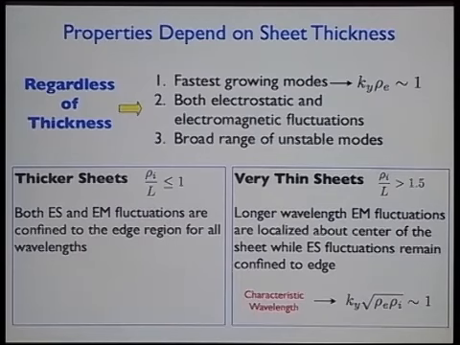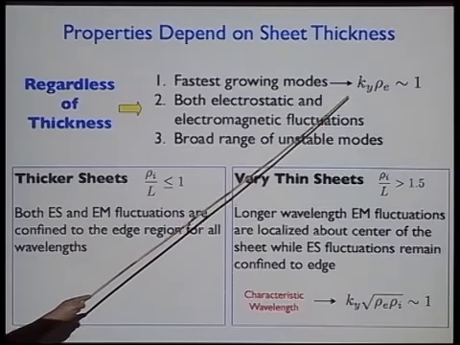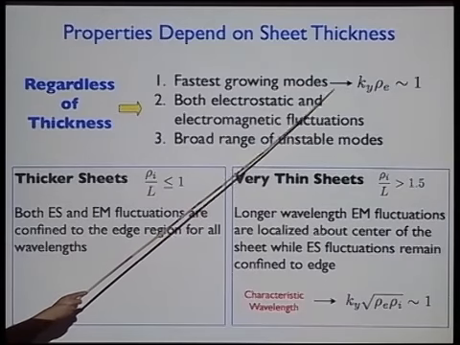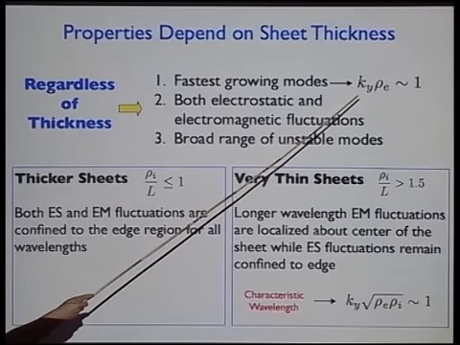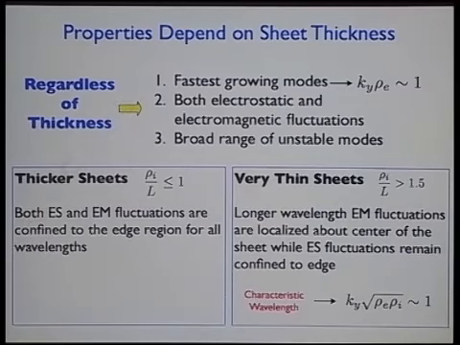They tend to want to have k parallel equal to 0. The fastest growing modes by far are mostly electrostatic with a small electromagnetic piece to them, and they have k_y rho_e of order unity. And there's really, in fact, a broad range of unstable modes in the lower hybrid range, from these fastest growing modes all the way down to longer, more electromagnetic modes.